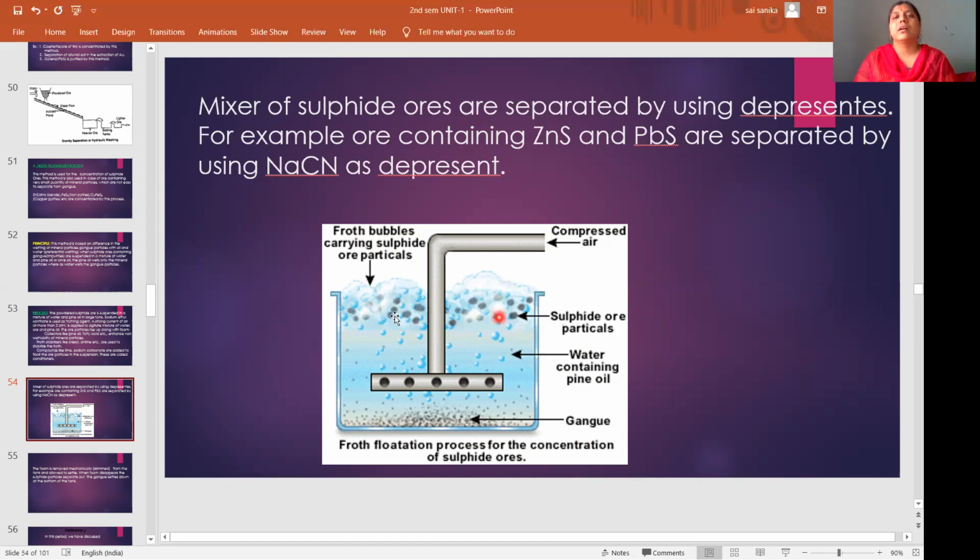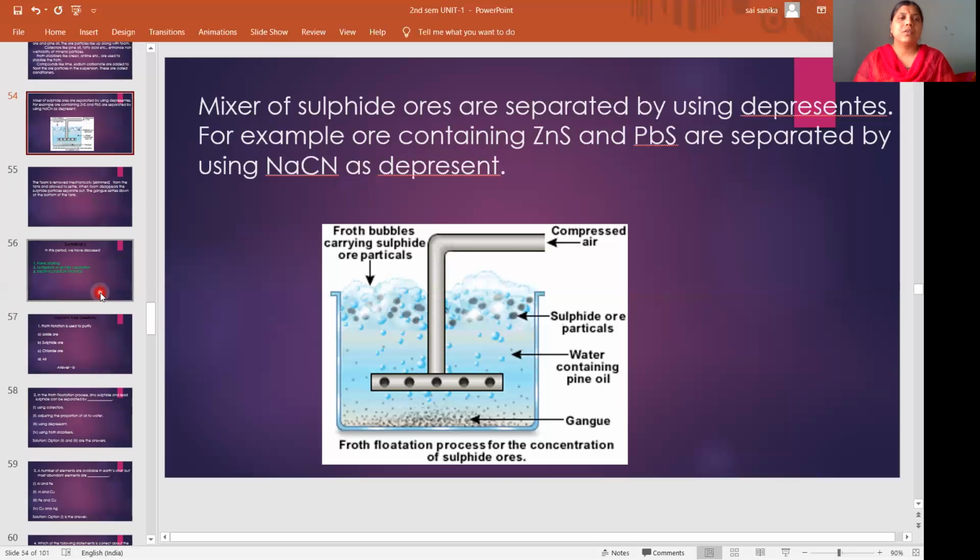After getting the foam, it will be collected into another container and allowed to stand for a few minutes. Then the foam will disappear and the ore particles will be separated out, and whatever gangue particles are present in the ore will settle at the bottom of the tank. A mixture of sulfide ores, for example ZnS and lead sulfide, PbS, are separated by using a depressant called sodium cyanide. This is the flotation process.